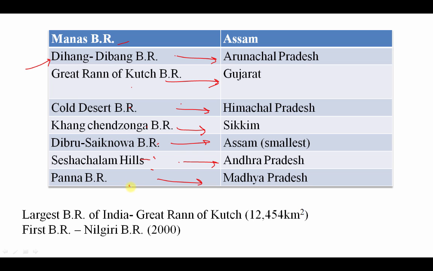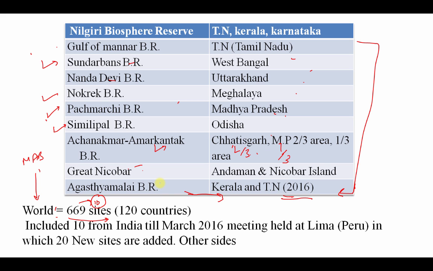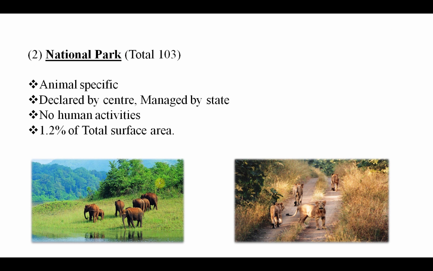Okay, so the greatest Biosphere Reserve is Rann of Kutch, having 12,454 square kilometers. You don't need to remember the area. Okay, you only need to remember that the largest Biosphere Reserve of India is Rann of Kutch and the smallest is Dibru-Saikhowa. The first Biosphere Reserve is Nilgiri Biosphere Reserve. Okay, so these are the important things for your exam and can easily be asked in any exam. Okay. And so let's go to the national parks.